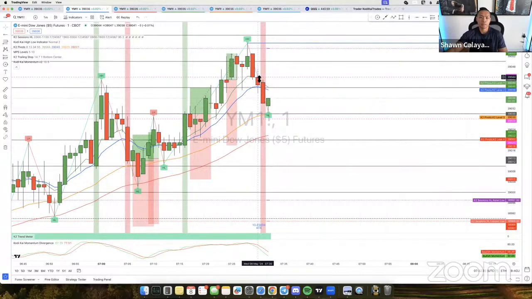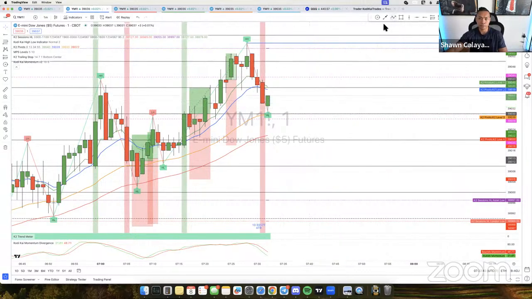There's news happening here at 7:30. You probably want to wait until about 7:35, which is right here. See how price reacts, if it comes down, if it goes up, and then from there look for the possible correction to whichever direction it pushed. So for example, here price came down, we might see a correction back to the upside.